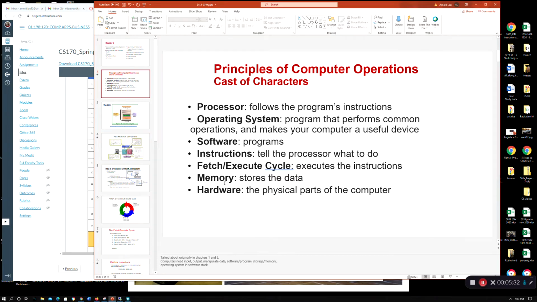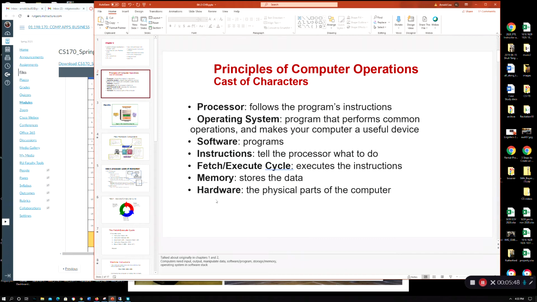And then memory is where you store your information. There's going to be some bits of memory storing the actual instructions or the program, and there's going to be some bits of memory that actually store the information that you're going to be acting on, okay?